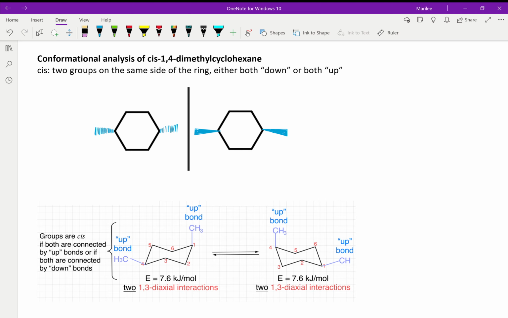It depends how you look on the molecule, because you can flip it over. So either both of them, they both have to match. So if it's cis, remember it's the same. That's how I remember it. Cis, same. So they're both the same. So either both are up or both are down.